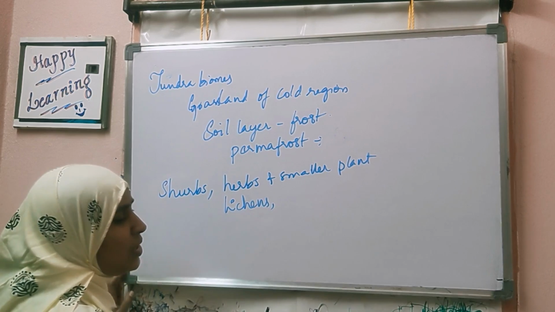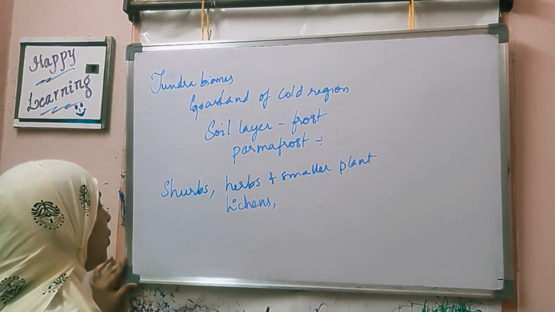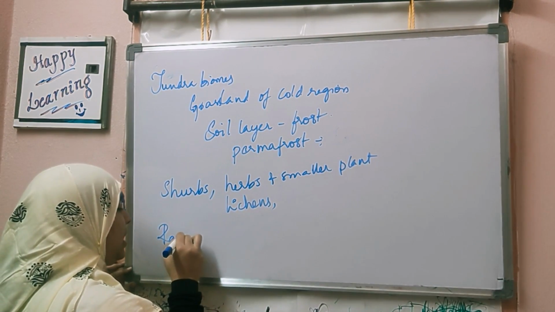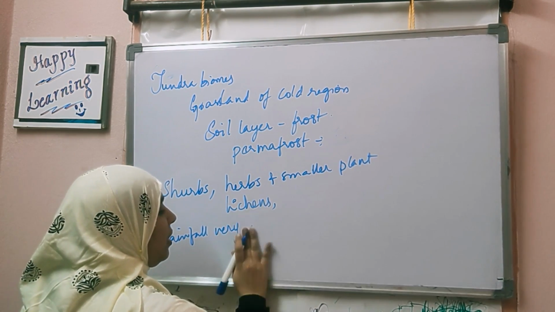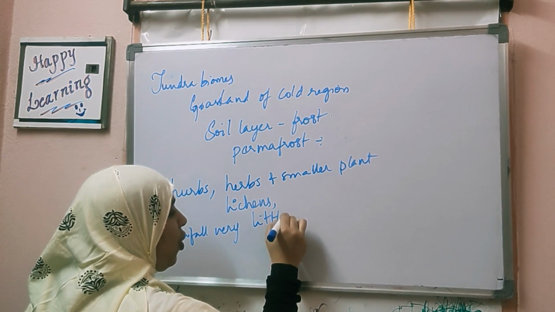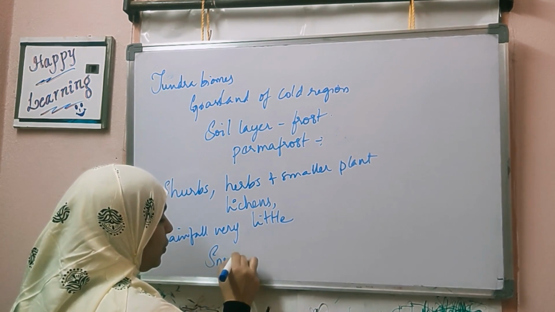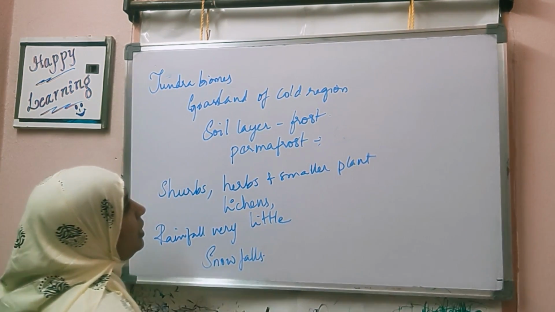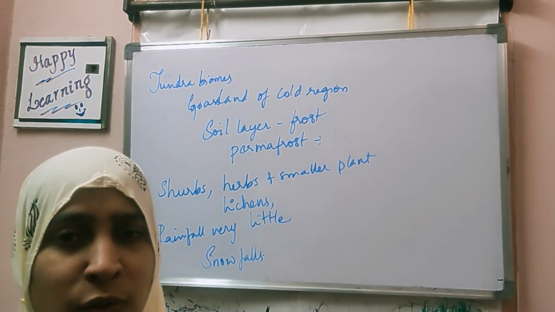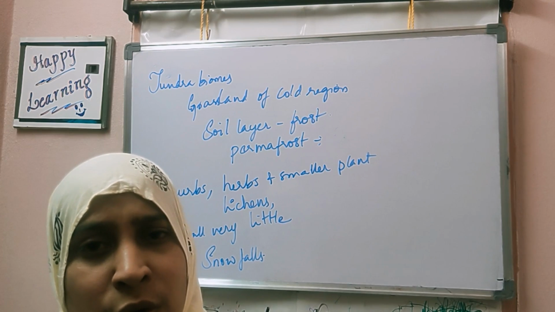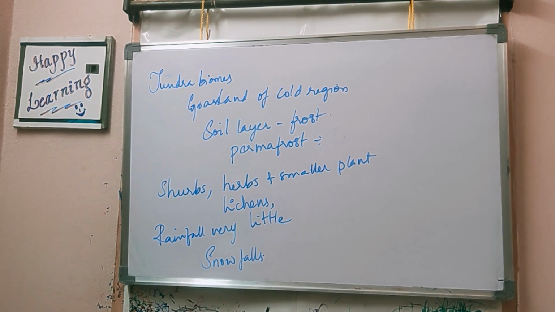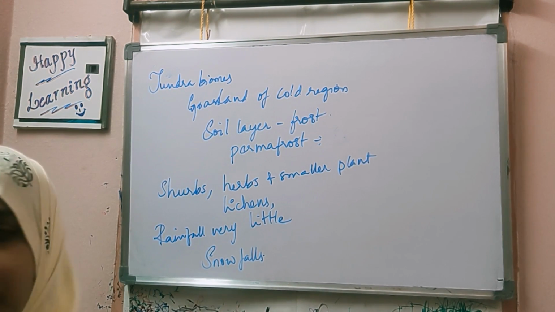Lichens are also grown in this region, and the rainfall is very little. In fact, there is a lot of snowfall. In this region, instead of rainfall, there is snowfall. That's why the soil layer is always having the frost. So that is about tundra biomes.